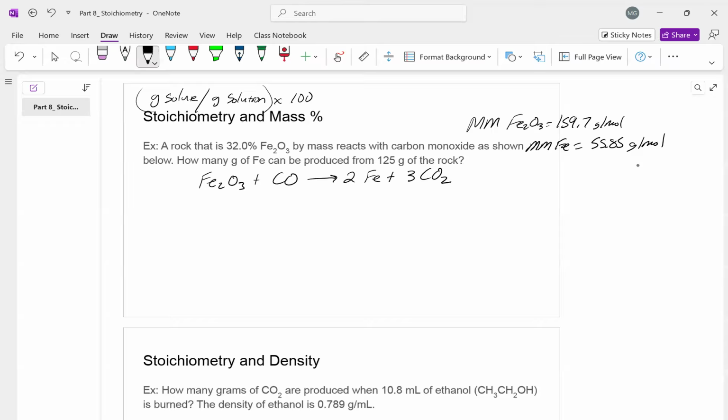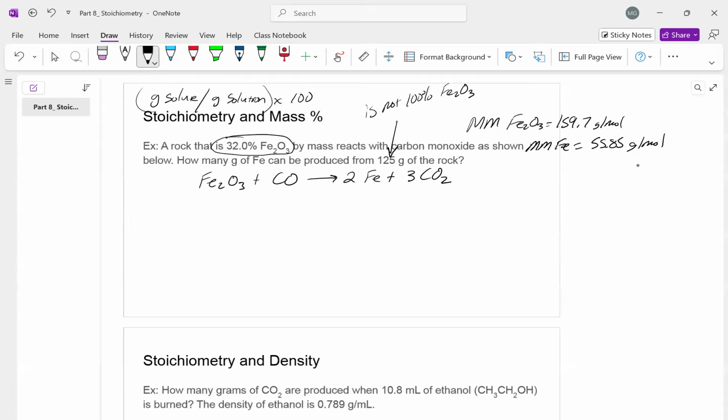So let's take a look at this problem. We have a rock that is 32% iron oxide by mass, and it reacts with carbon monoxide in the reaction that's shown there. How many grams of iron can be produced if we have 125 grams of the rock? First thing I want you to note is that 125 is not 100% Fe2O3, because the first statement says that the rock is 32% iron oxide.